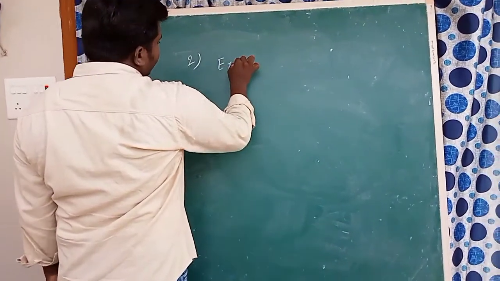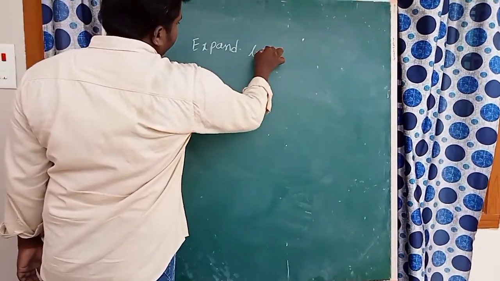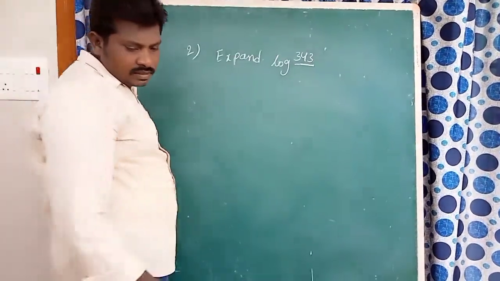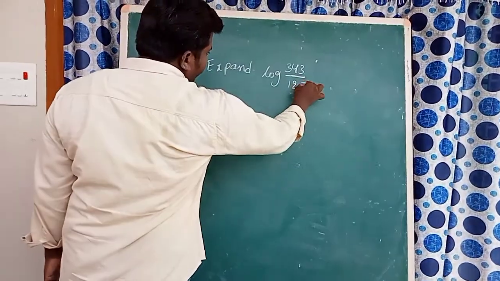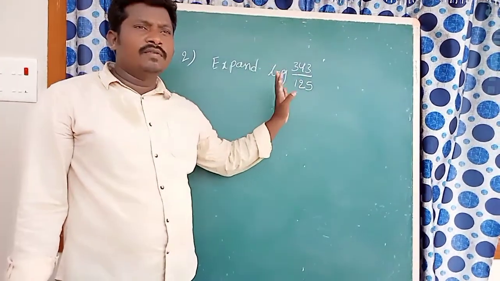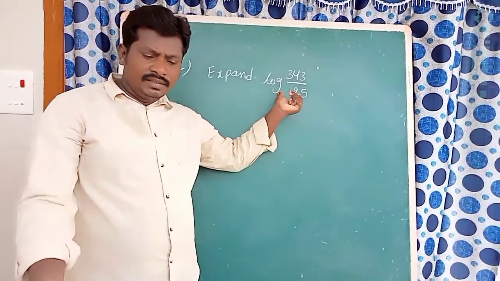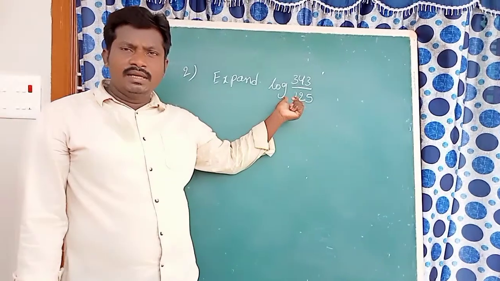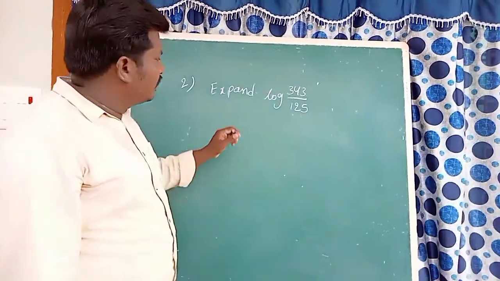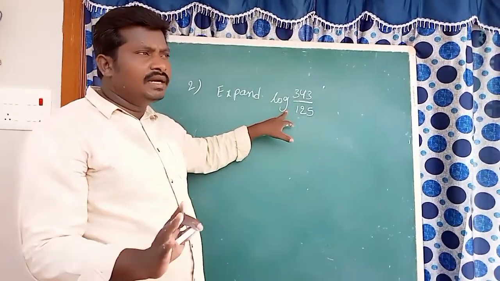Expand log of 343 divided by 125. We can expand this by using the formula. Actually the base is not given here, and if the base is not given, the base value is 10. If the base is not given in common logarithms, the base value is definitely 10.